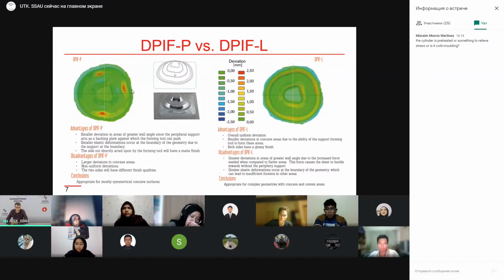So if our part does not have such areas, then we can use these technologies with PATL supporting tool. And if our part has such areas, then we have to use technology with local supporting tool. So both technologies are appropriate for complex geometries, but this one is appropriate for mostly symmetrical concave surfaces, while duplex point incremental forming with local supporting tool is appropriate for geometries with both concave and convex areas.